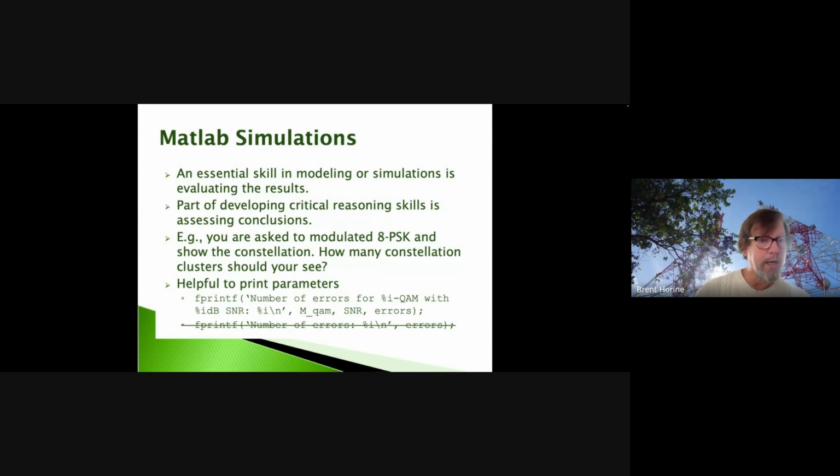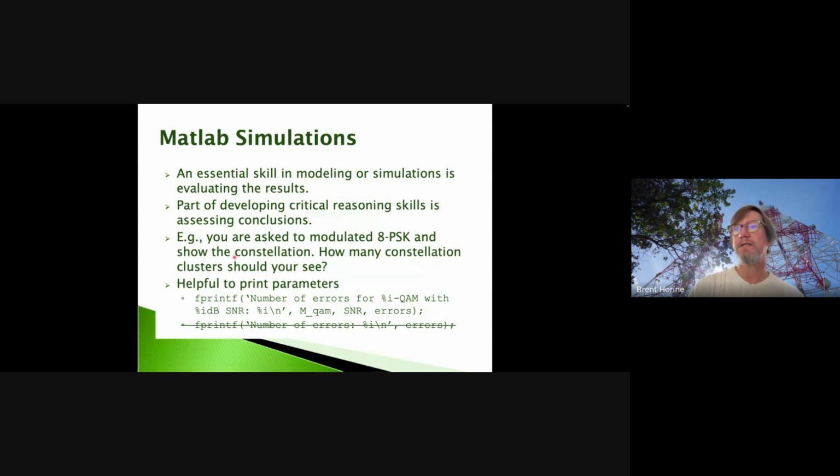So we want to evaluate our results, and I'm not exactly sure where you lost the sound, but we want to look at the results and see if they make sense, right? Based upon what we expect. So we need to think a little bit about the problem and what we expect the results to be. And so this is part of developing these critical reasoning skills that we talk about so much. Employers are always talking about how they want graduates or candidates to have good critical reasoning skills. Well, this is one of those situations, right, is assessing the conclusions that you're coming up with.